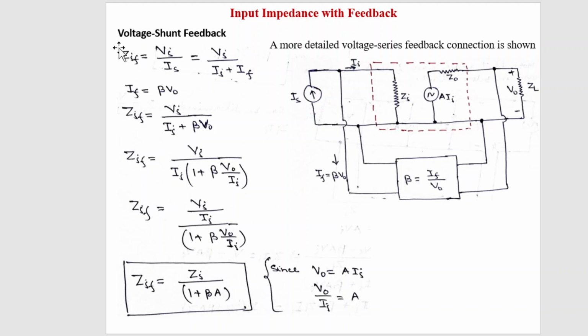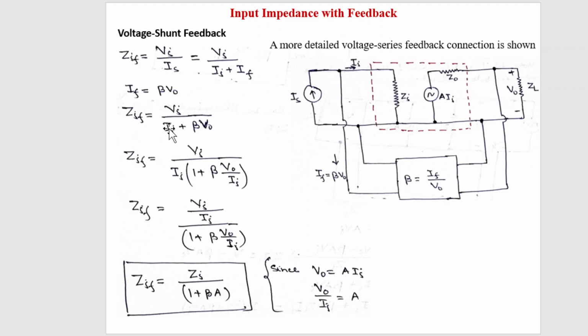So the input impedance with feedback can be written as Vi divided by Is. And this Is, we know we are giving negative feedback, that means Is can be written as Ii plus If, or Ii can be written as Is minus If, as we did earlier. So Vi divided by Ii plus If. And this If can be written in terms of beta into V naught, so If is equal to beta into V naught. So ZIF is equal to Vi divided by Ii plus beta into V naught. Now we have to find out ZIF.